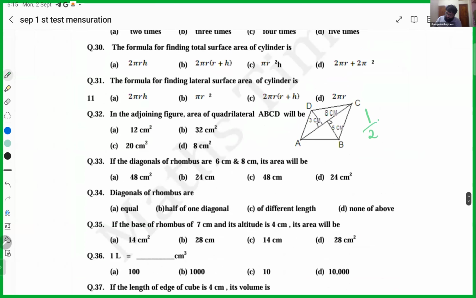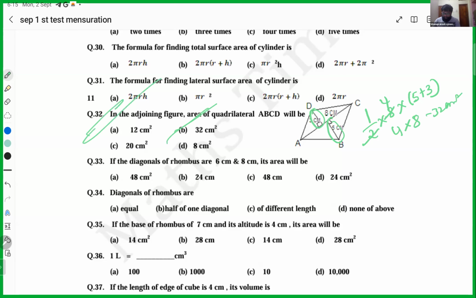So half into 8 into 5 plus 3. That is this and this. So 2 4s, 4 into 5 plus 3 is 8. So that is 32 centimeters square. Any doubt in understanding this? No, sir.